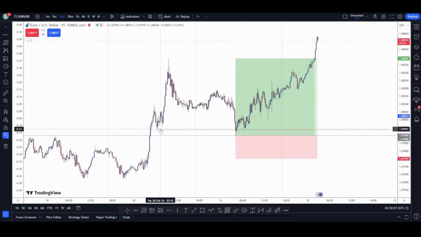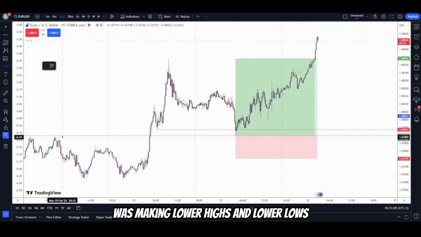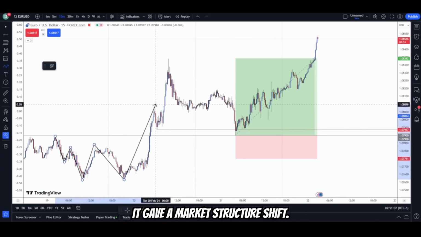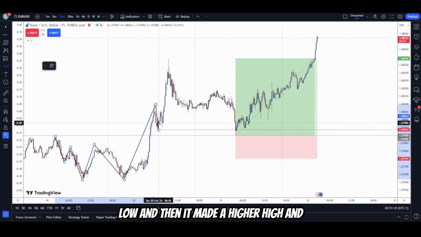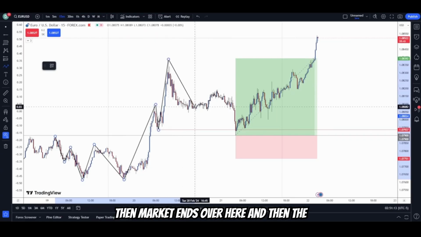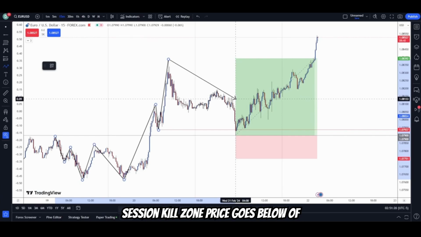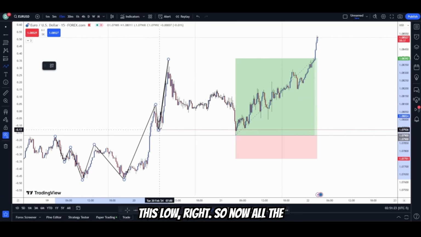The price was making lower highs and lower lows like this. It made a lower low and then it gave a market structure shift. Everybody can see that it made a higher low and then it made a higher high, and then the market ends over here, and then the Asian session starts, and then right at the London session kill zone, price goes below this low, right?